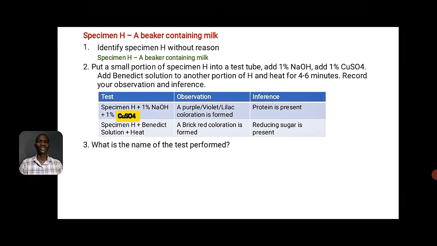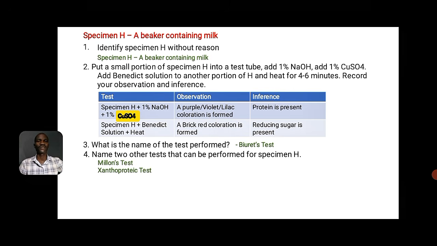Number 3, what is the name of the test performed? The name of the test performed is Biuret test, and the second one is Benedict test. Number 4, name 2 other tests that can be performed for specimen H. For specimen H, we have Millon's test, that's for protein, xanthoproteic test for protein as well. Depending on the question, if they ask what other tests can be done, what other reagent can be used apart from Benedict solution, then you can also use Fehling solution.